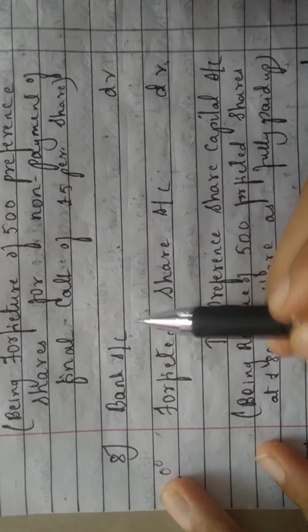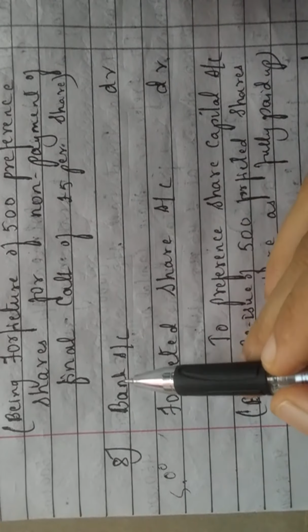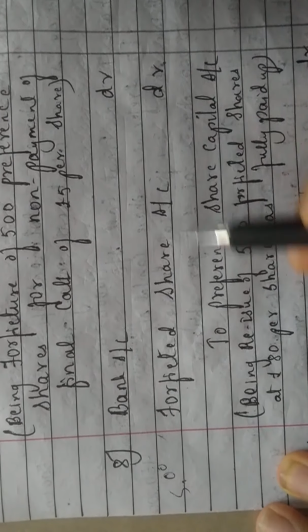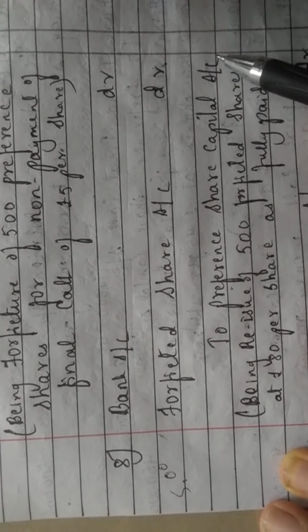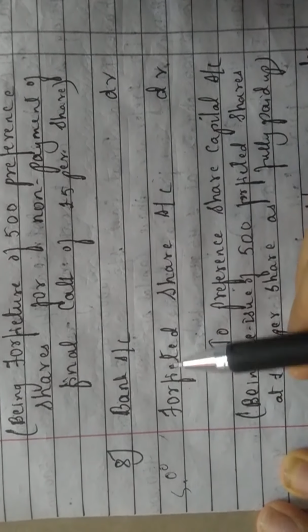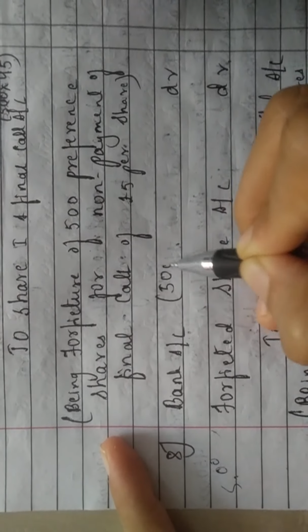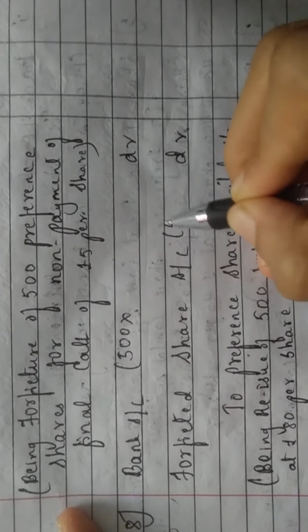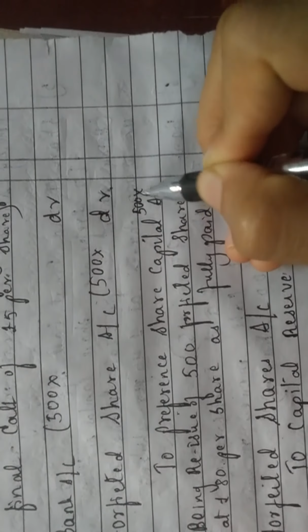Reissued. See, whenever you issue again, money increases in the bank, the company receives money. So bank account debit, forfeited shares account debit, to preference share capital account. Yes, so how will you write the amount? How many shares were reissued? 500 into, here also 500 into, even here 500 into.